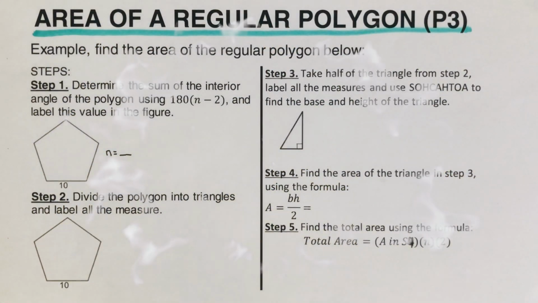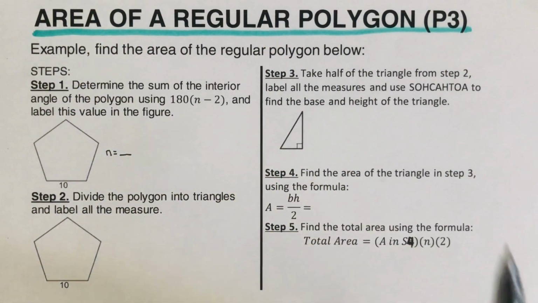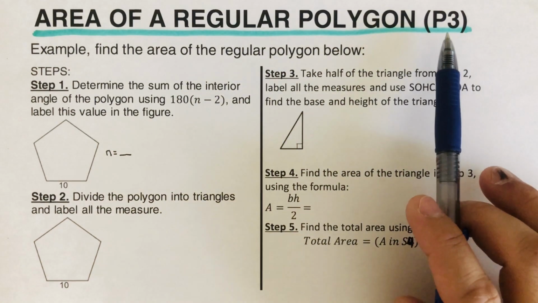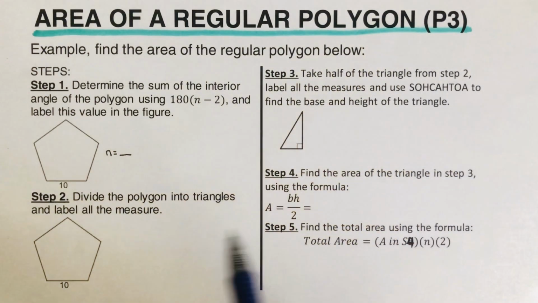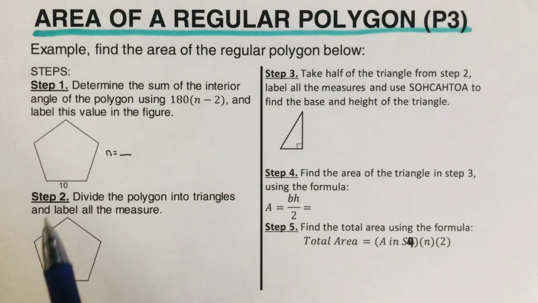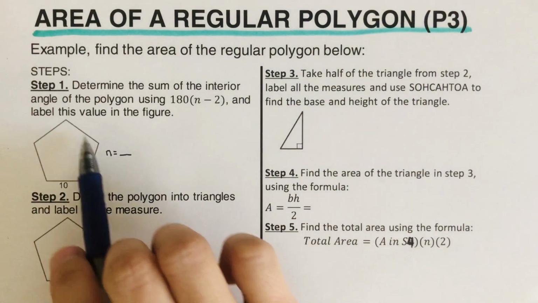Hello everyone. Today we are going to determine the area of a regular polygon, and this is the third part. I will put the link of the first and the second part in the description box below. So in this third part, the side length is the one that is given to us.